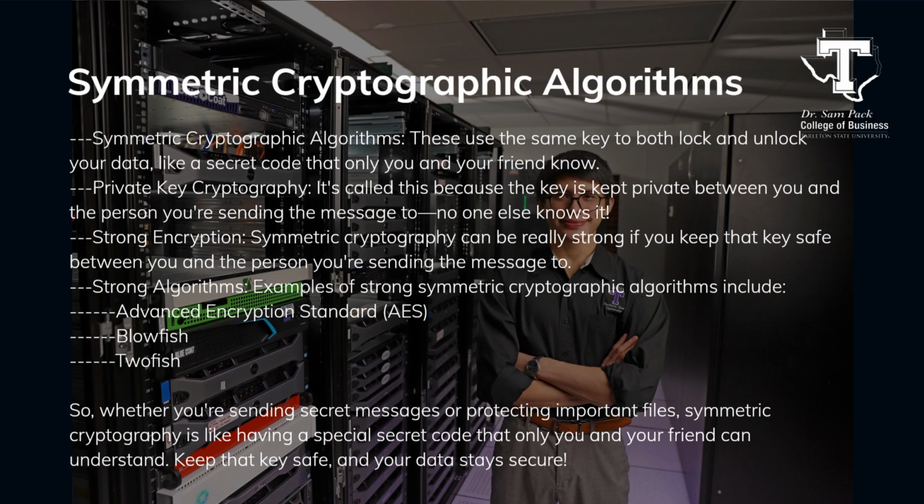Strong encryption. It's like having an ultra-strong lock on your diary. If you keep the key safe, no one else can peek inside. It's just for you and your trusted friend. Strong algorithms. Advanced Encryption Standard, AES. This is like the Fort Knox of locks for your data, super tough to crack. Blowfish and Twofish. These are like having extra layers of protection on your digital treasure chest, making it even harder for anyone to break in. So, whether you're sending secret messages or keeping your personal stuff safe, these concepts help make sure your digital world stays secure.